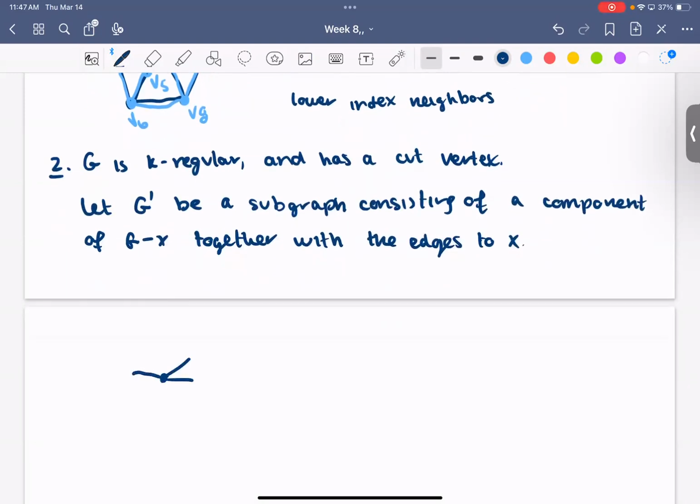So let's say here's our cut vertex. I always have such a hard time drawing regular graph examples. Okay, so here's X. Let's say this is our graph G. I'm just going to make both sides of this the same, so it actually is k-regular.